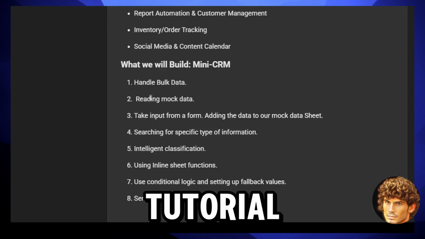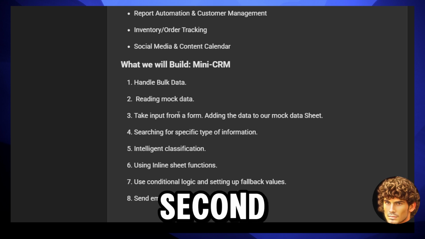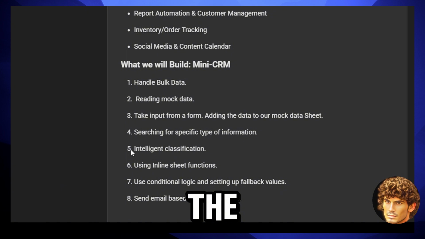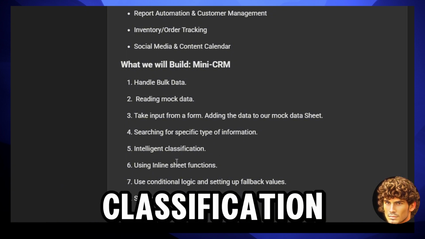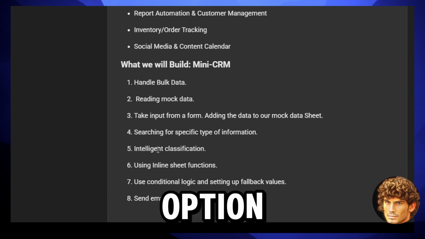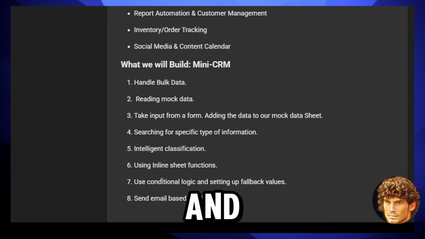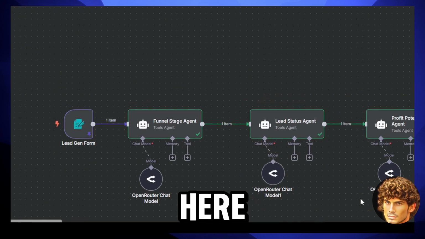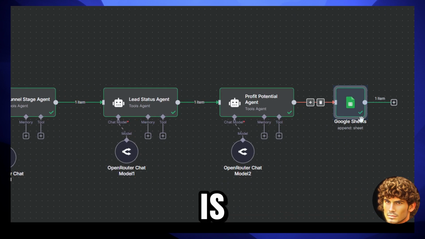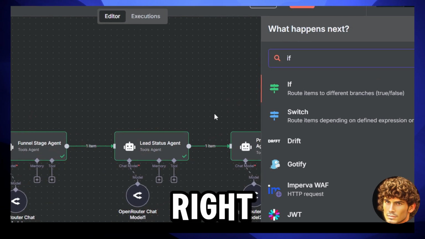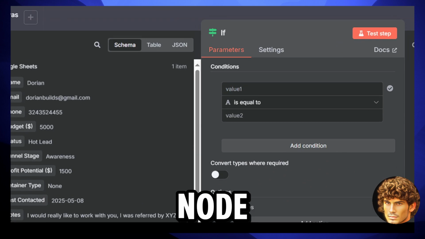And now in this tutorial, we have done part 1. In the second part, we have also taken input from the form, and we have done the intelligent classification. We have used inline functions. Now we have to use option 5, which is intelligent classification, and use conditional logic and then send the email. So let's see. We have all this here. So now what I'll do is, using all this information, I'll make an if node, right? So I'm going to use the if node.